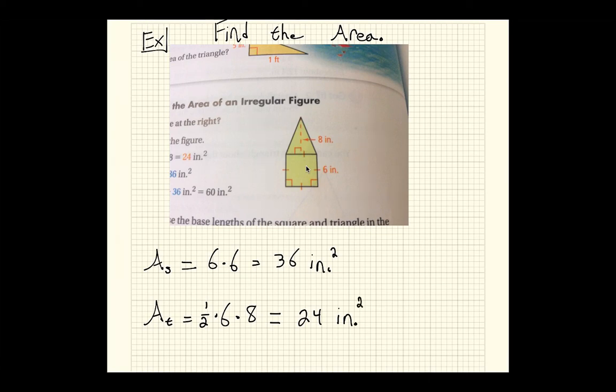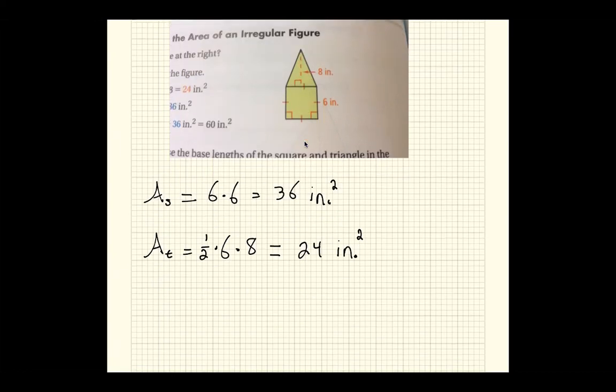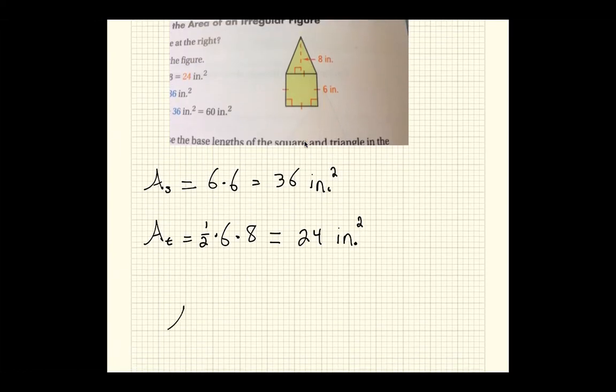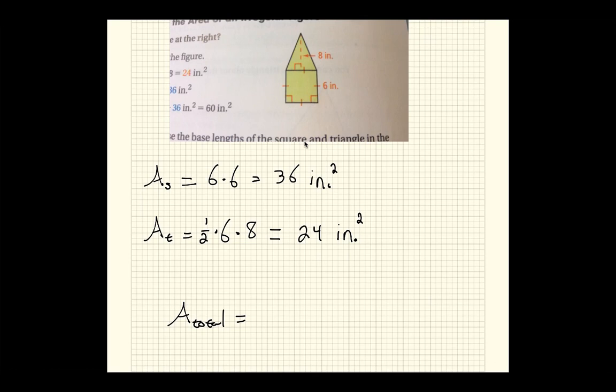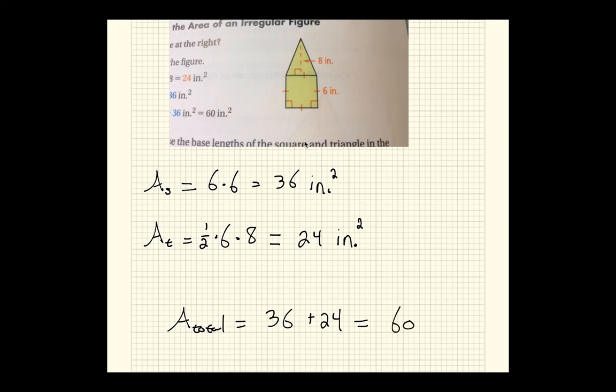And then we take the area of the triangle and the area of the square and add those together. So say the area of the total, with a little subscript. The total area is 36 plus 24. That should put me right there at 60 inches squared.